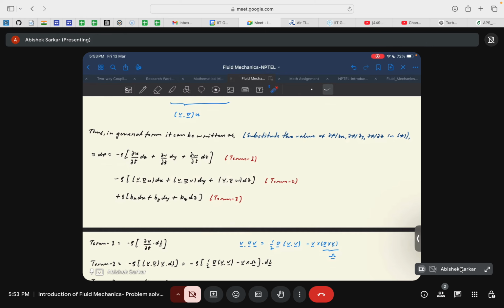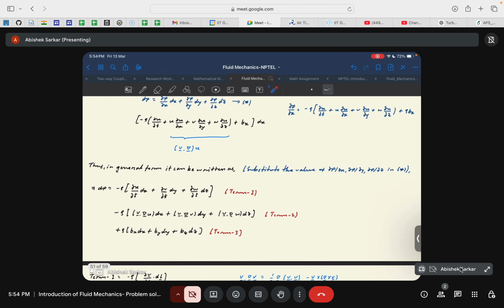I will not read out each and every term. Maybe I will go through it. You can see, you will get something like dP is equal to this term 1 plus this term. Just to simplify this expression, u dou u by dou x plus v dou u by dou y plus w dou u by dou z can be written as v dot del times u.